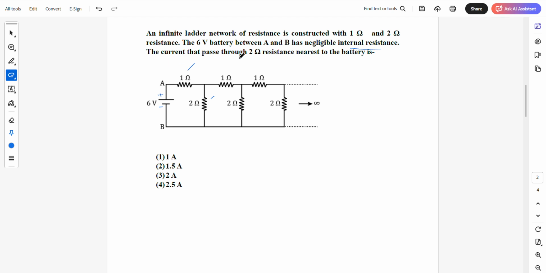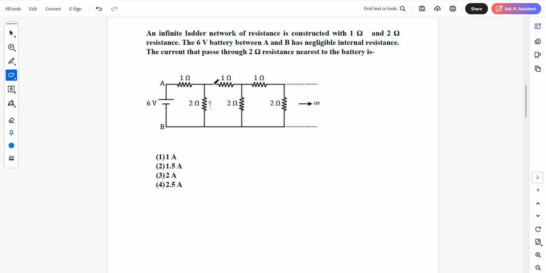The question asks: the current that passes through the 2 ohm resistance nearest to the battery. How much current is passing through this resistor, the resistance that is nearest to the battery?